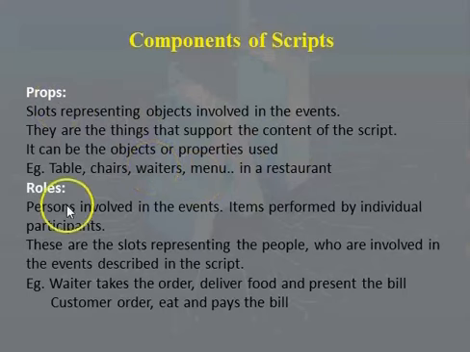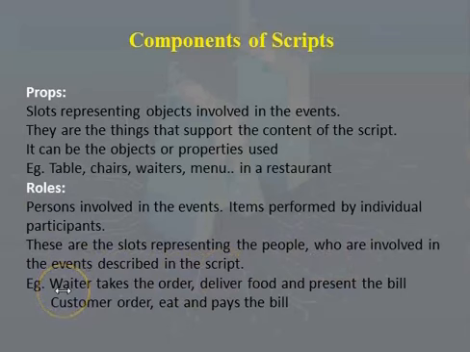Then roles: persons involved in the event. There will be several persons involved in an event, and each of them will have their own roles to play. So they are the roles. The activities performed by each individual participant in a script are called roles. These are the slots representing the people who are involved in the events described in the script.